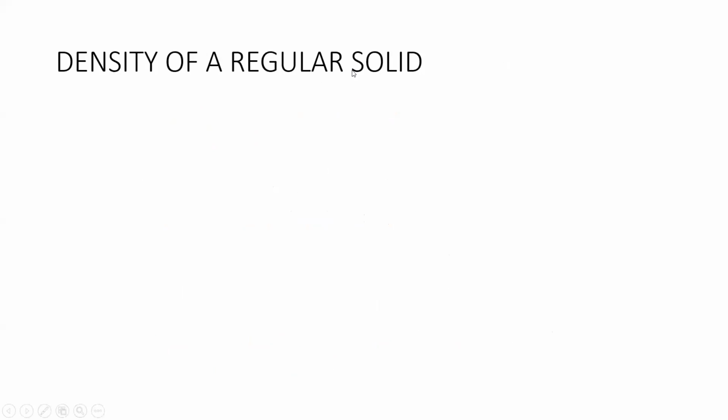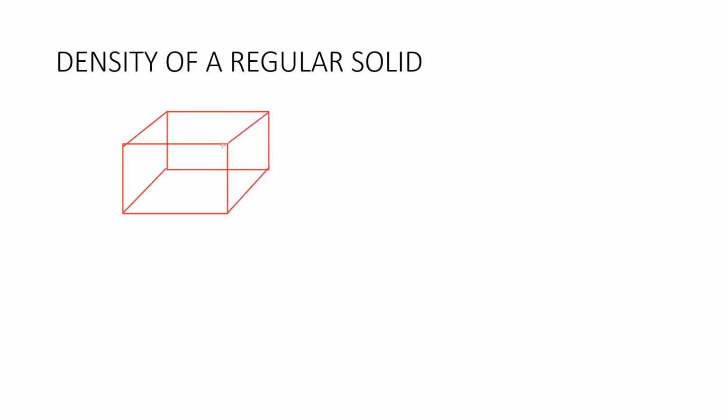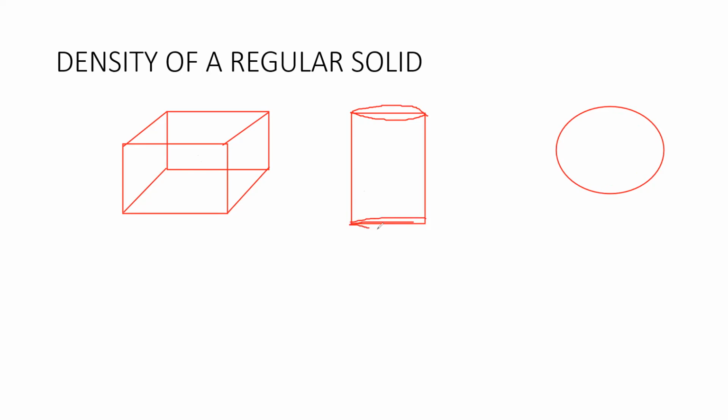Now, a simple experiment to find the density of a regular solid. What is the meaning of regular solid? The term regular solid means they have a definite shape. Like you can have a cuboid, you can have a cylinder, or you can have a sphere. This we did in the first session, how to get the volume. What is the formula for the volume of the cuboid?